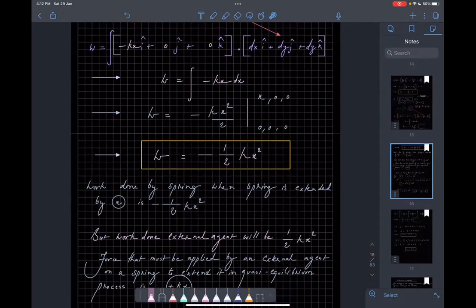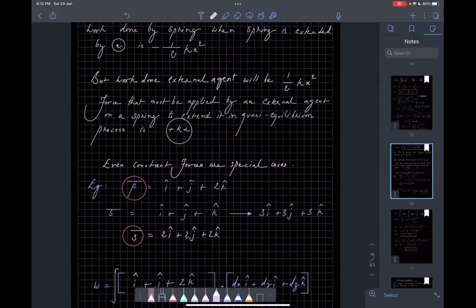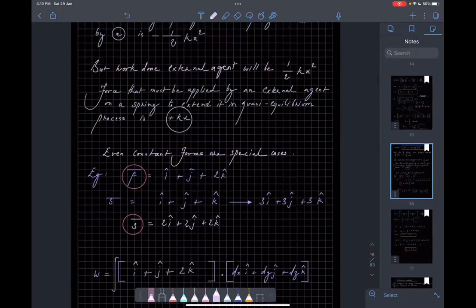Now work done by the external agent will be half kx square. Obviously, work done by the external agent will be half kx square. Work done by the external agent is always stored as potential energy. This morning someone asked me what net work done is equal to. Net work done is equal to change in kinetic energy, but work done by the external agent is change in potential energy.